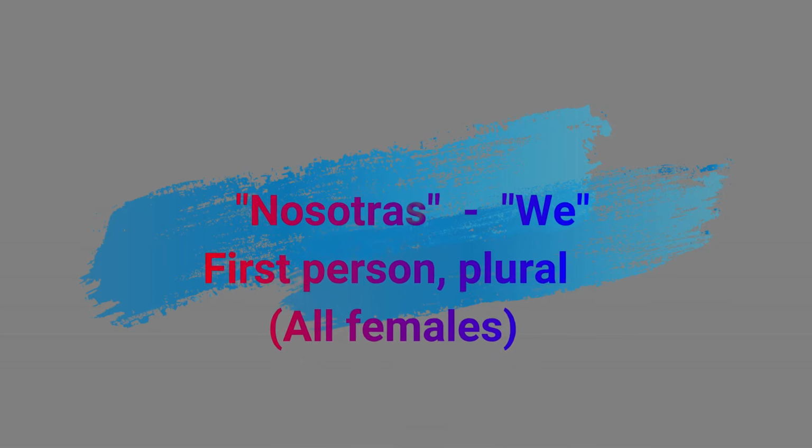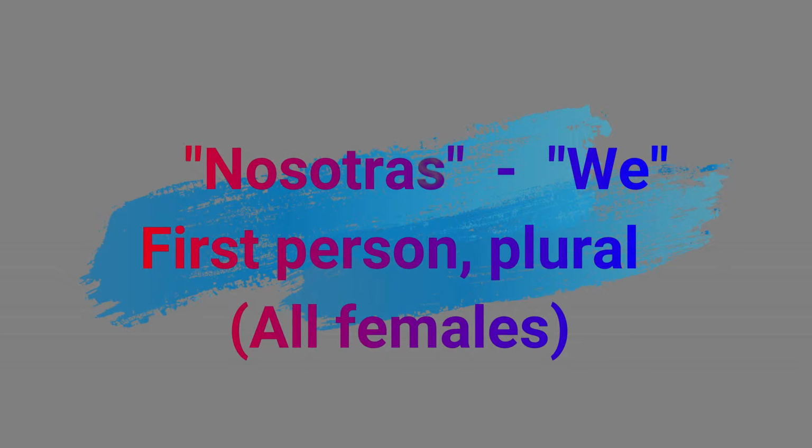Now for nosotras, which is we as well, nosotras, this is all female. No matter if you have one male in the group, it doesn't matter. That is different from nosotros. If you have all females, it will always be nosotras. Never ever change. Only for females. And it's first person plural.